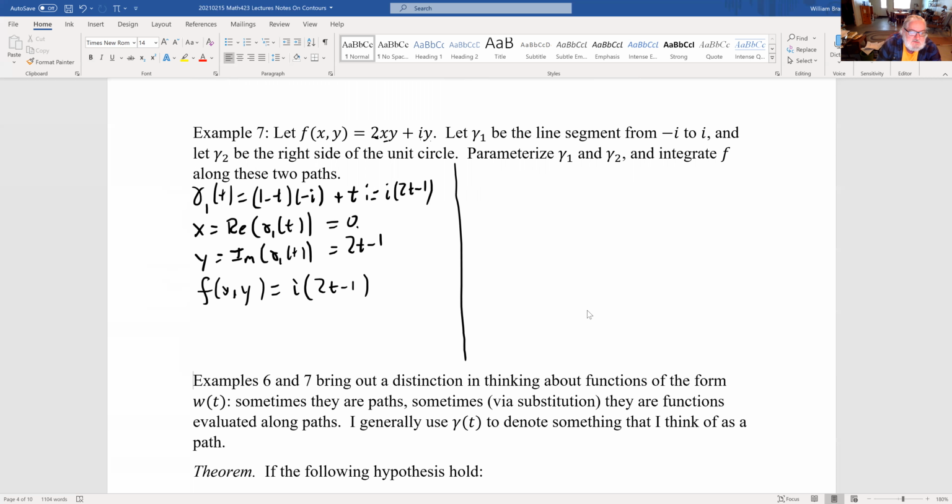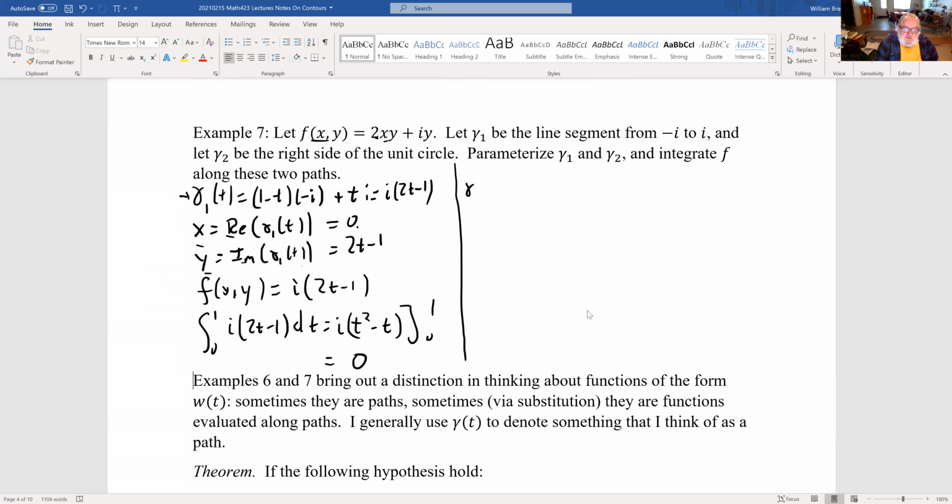So if we want to integrate the function along the path, you plug in the real part for x, the imaginary part for y, see what function you've got, and integrate it. And remember that this is a line segment, so t is going from 0 to 1. So it's an integral from 0 to 1 of i times 2t minus 1 dt, and if you grind that out, it actually turns out to be 0. Because it becomes t squared minus t evaluated from 0 to 1, and if you plug everything in, you get 0 minus 0. So that's just 0.